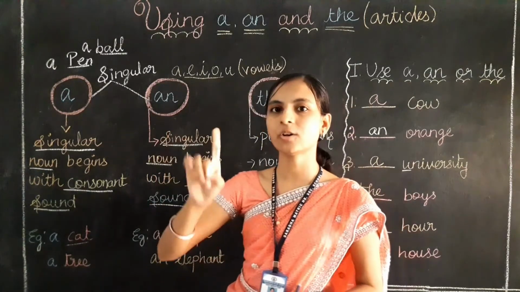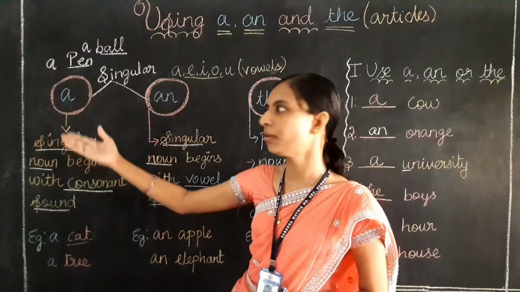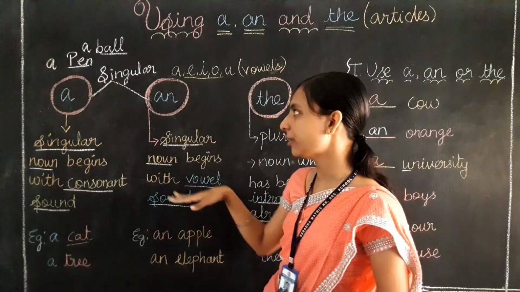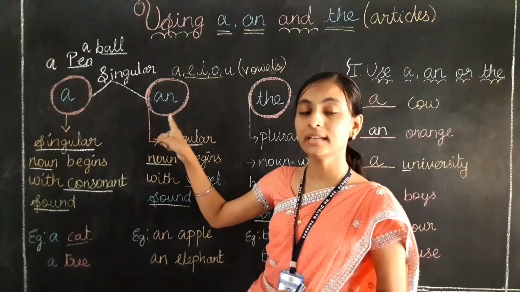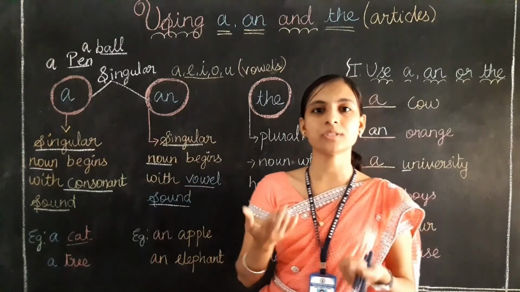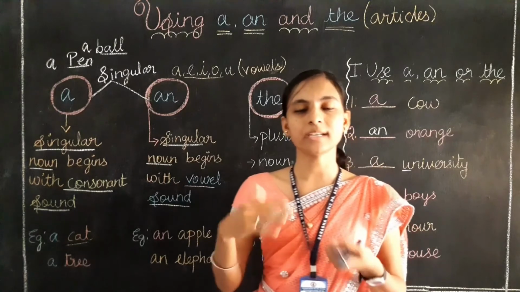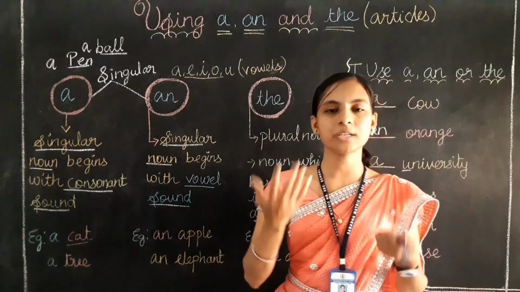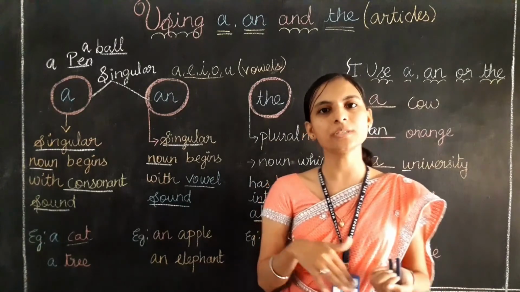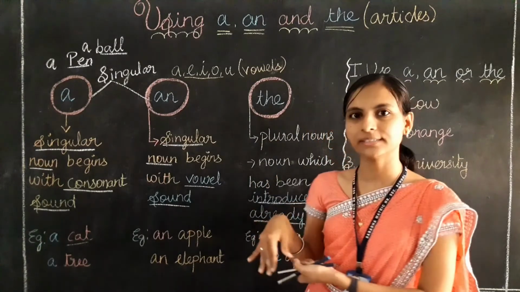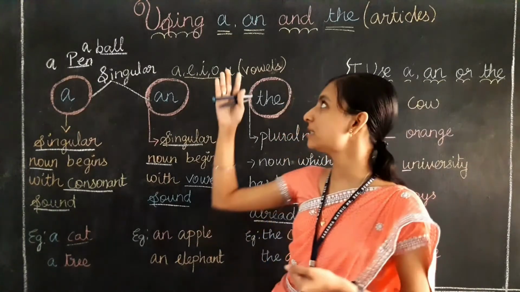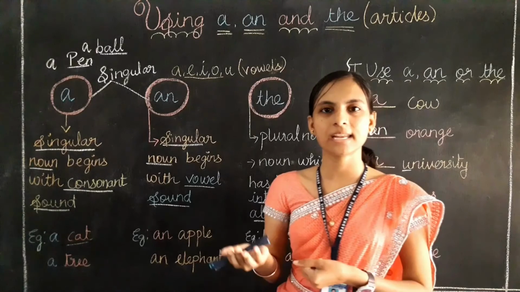Remember that when a singular noun begins with a consonant sound, you have to use article a. When a singular noun begins with a vowel sound, you have to use article an. When plural nouns come in a sentence, we use article the, and when a singular noun has already been used, there also we use article the only. Clear, children? I hope you are clear with the use of article a, article an and article the.